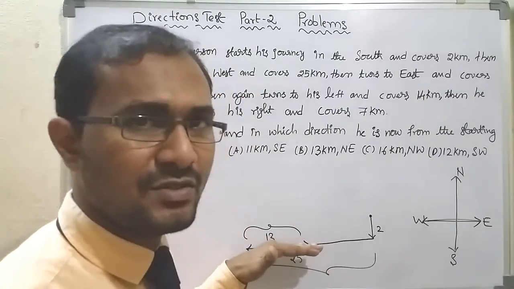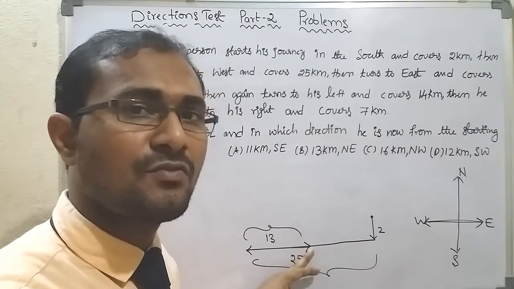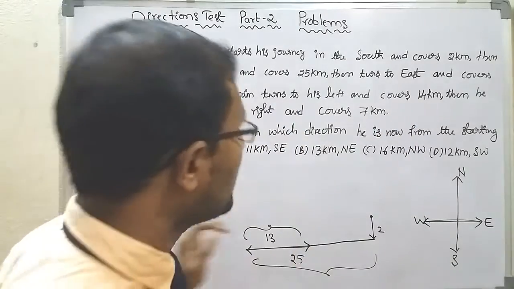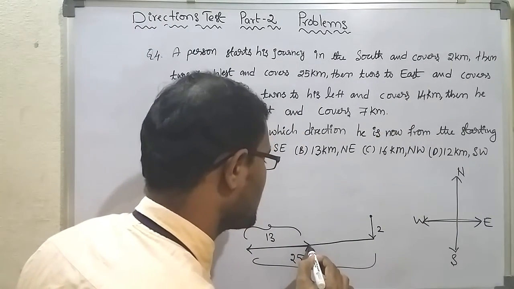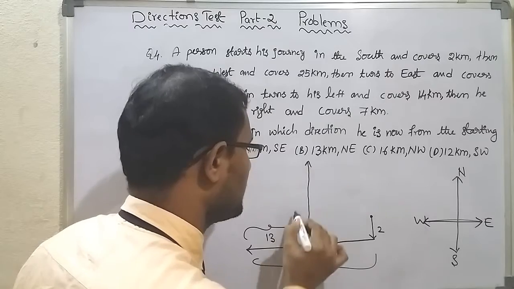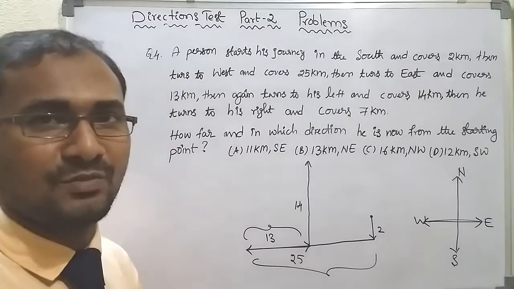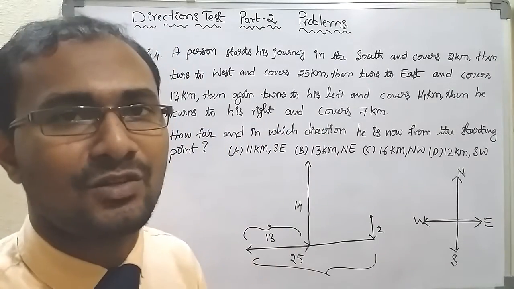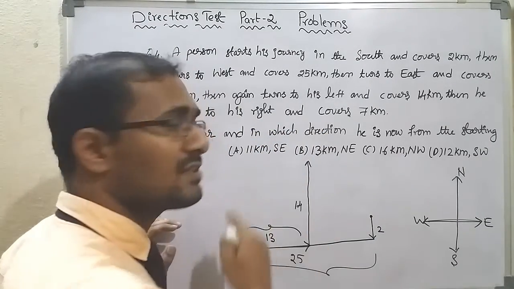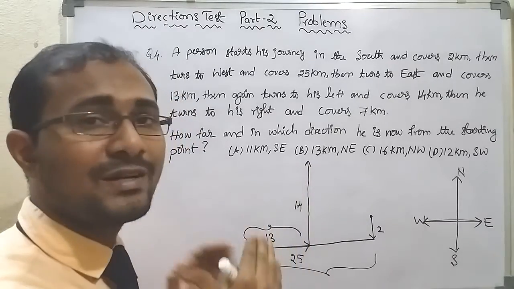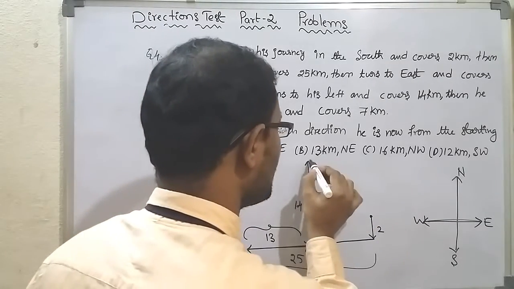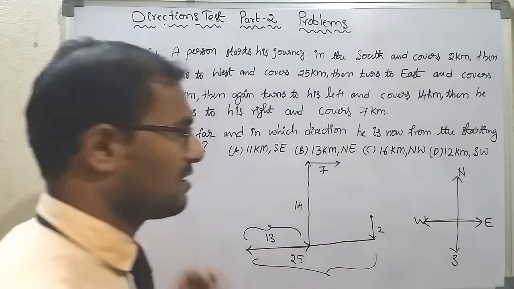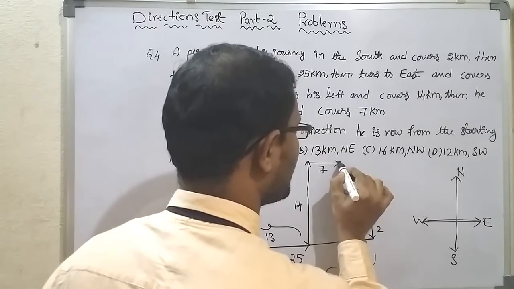Now the person is moving in the east direction. For a person moving in the east direction, what is the left turn? Obviously the north direction. By taking the north direction, how much distance does he have to cover? 14. Let us suppose this is 14 kilometers. After that he turns to his right and covers 7 kilometers. Now the person is moving in the north direction. For a person moving in the north direction, what is the right turn? Obviously towards the east direction. 7 kilometers he has to cover now. And this is the final point as well.